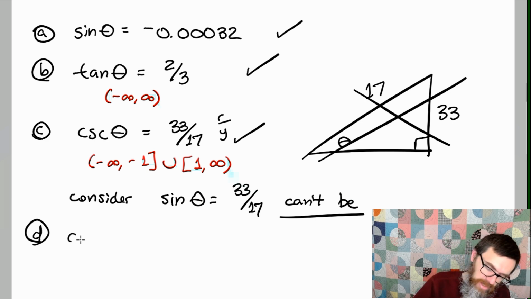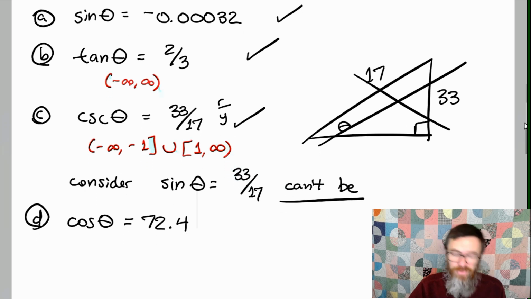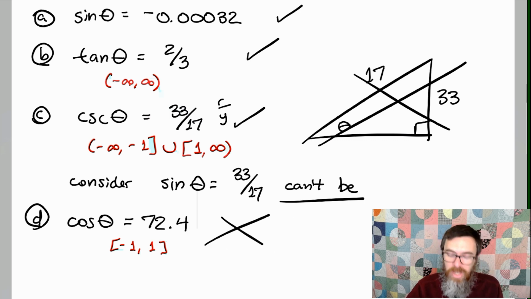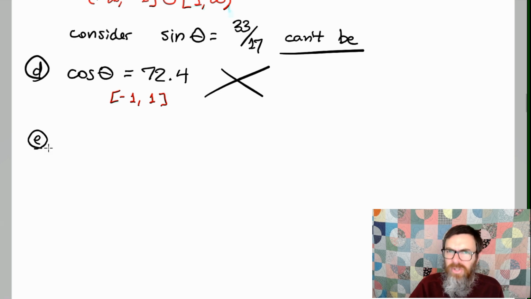And let's look at D. Can the cosine of theta ever equal 72.4? Well, we run into the same issue that we saw when we considered sine of theta equal to 33/17. The range, the output values for cosine have to be in between -1 and 1 inclusive. So can this guy happen? Nope. There's no way that you can go to a calculator and type in the cosine of a number and get 72.4. It's not going to happen. And if you say, my calculator will, let me see your calculator.